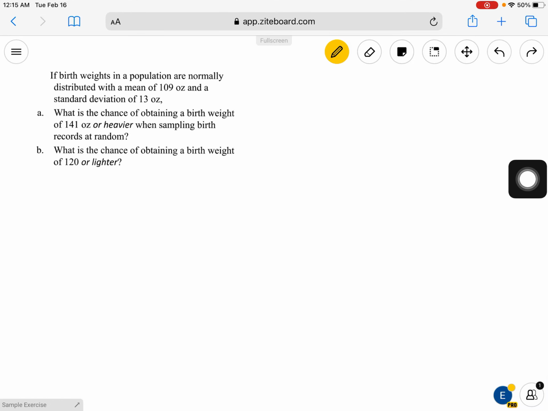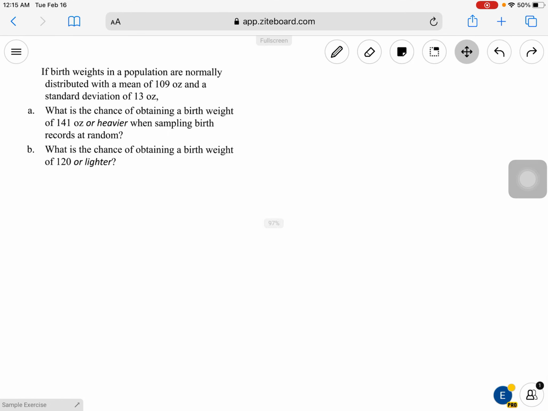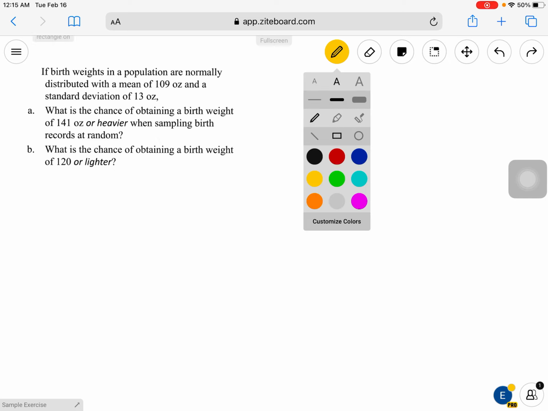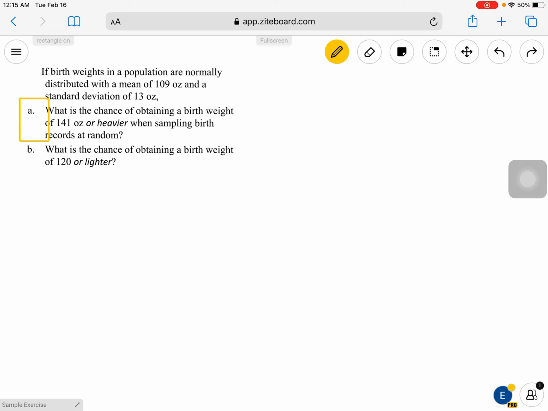Let's have the sample exercise. If birth weights in a population are normally distributed with a mean of 109 ounce and a standard deviation of 13 ounce, what is the chance of obtaining a birth weight of 141 ounce or heavier when sampling birth records at random? So let's try to answer this item first. Letter A. Let me just box this.